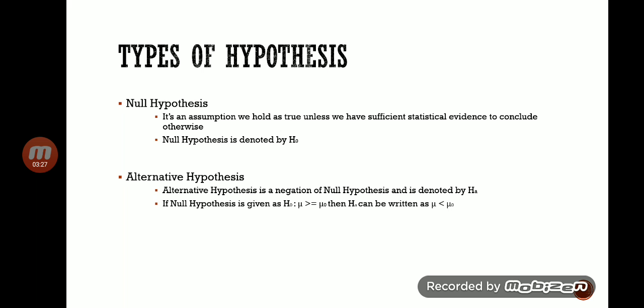The alternative hypothesis is a negation of the null hypothesis and is denoted by HA. If the null hypothesis is given as H naught, mu is greater than mu naught, then the alternative hypothesis can be given as mu is less than mu naught.